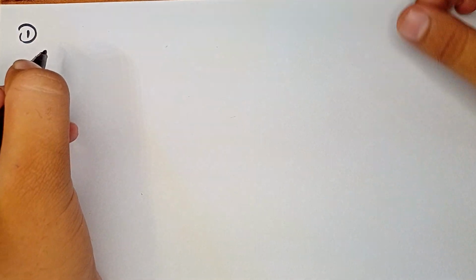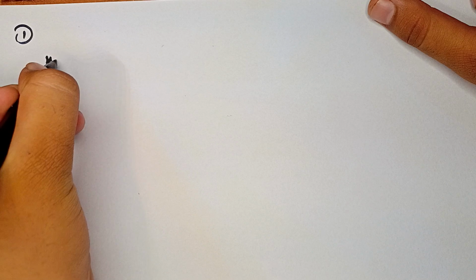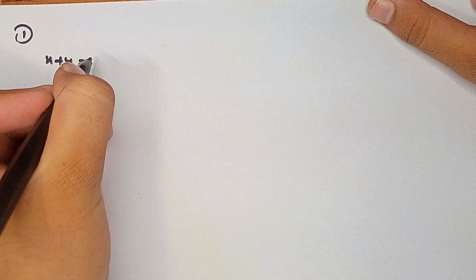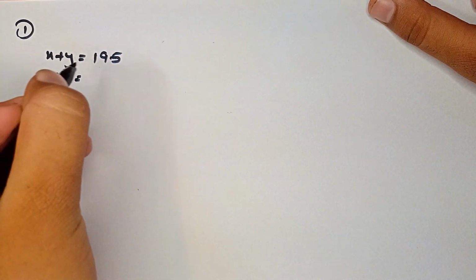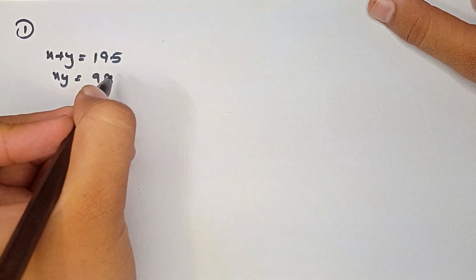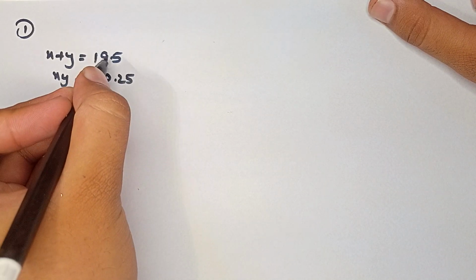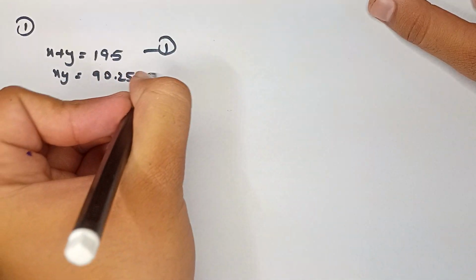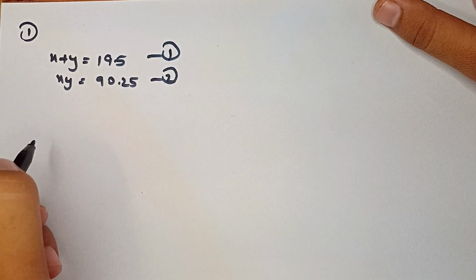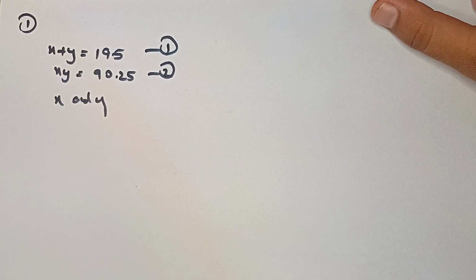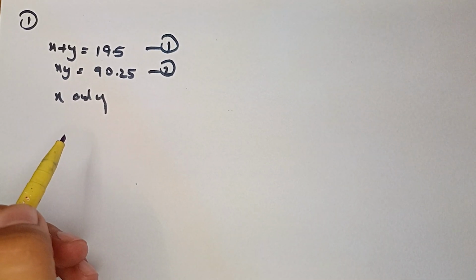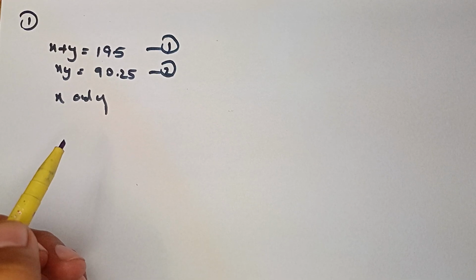Hi guys, our question today is to find the values of x and y. Our given equation is x plus y is equal to 19.5, and the second equation is xy equal to 90.25. So this is our first equation and this is our second equation, and we have to find x and y. So what should be the solution of this equation?